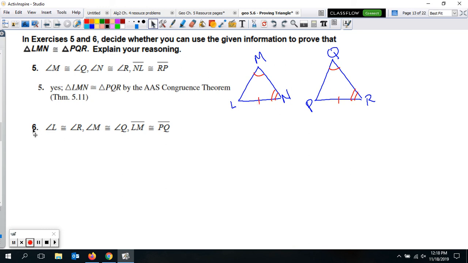So go ahead and do the same thing for 6. Now you saw me do that. Go ahead and draw your triangles. You could do the same 2 triangles, just mark off this information and see if it's a yes or no, and which congruence theorem you would use. So go ahead and pause the video and do number 6.